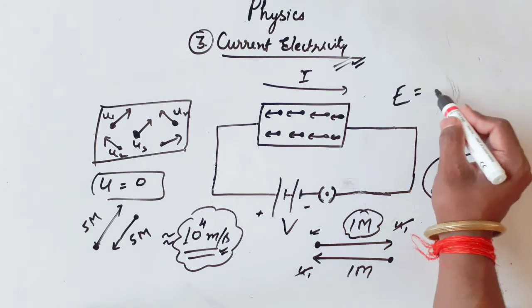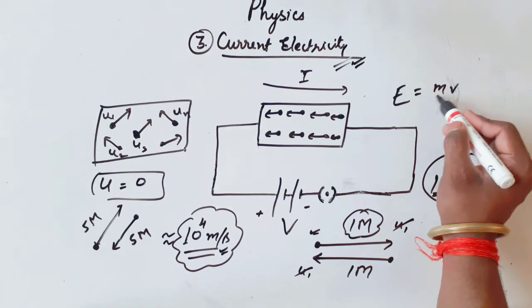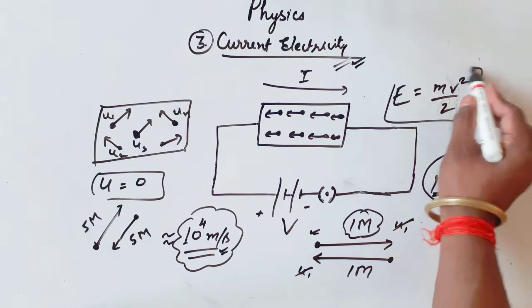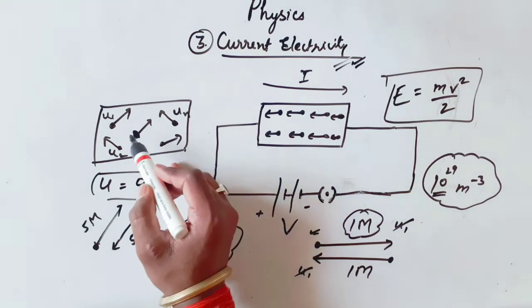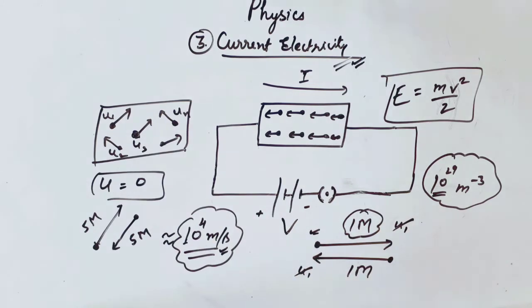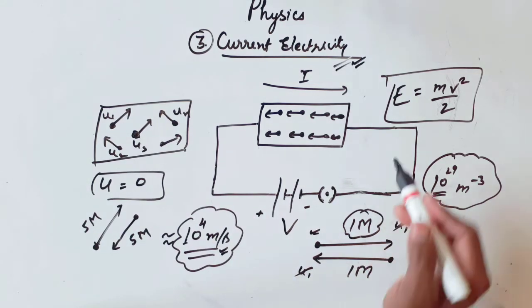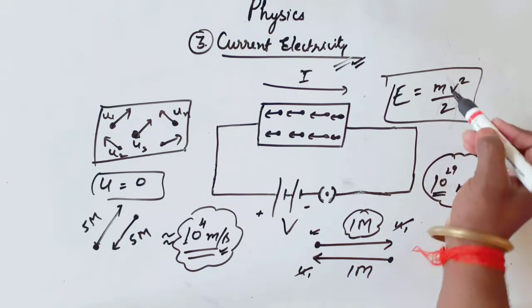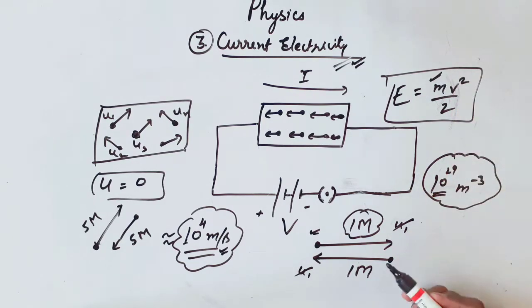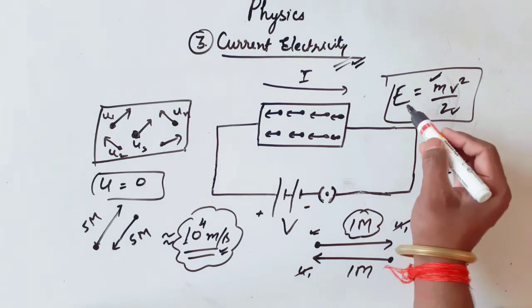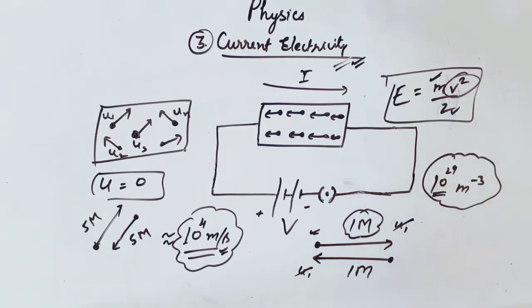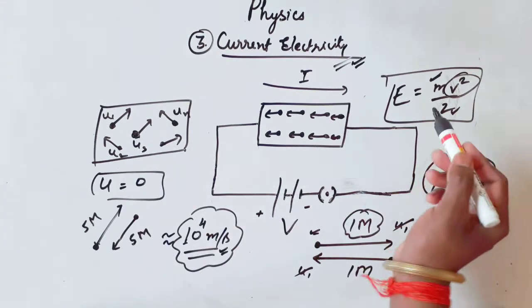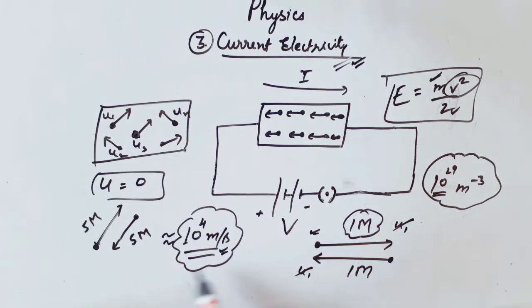Because as we know, the energy will always be equal to half mv square. The heat energy or thermal energy due to which these electrons are moving here and there freely will be equal to half mv square, and the mass of the electron is constant and also 2 is constant, so it is directly proportional to v square. So the thermal velocity of each and every electron is nearly equal, so both velocities will be cancelled out.